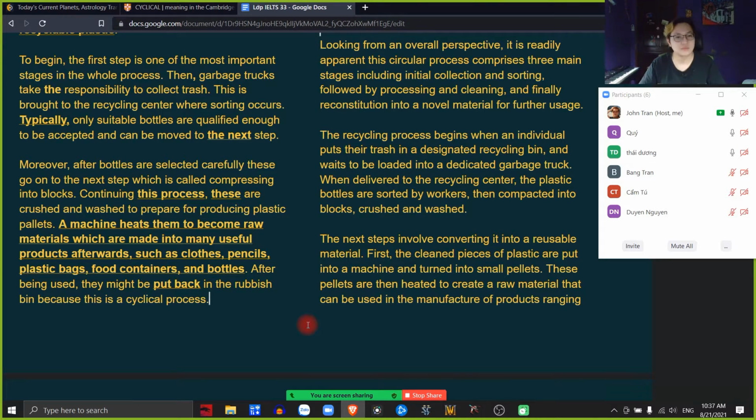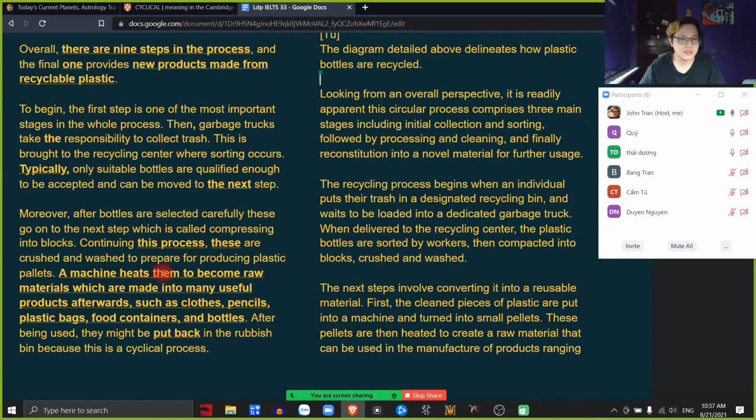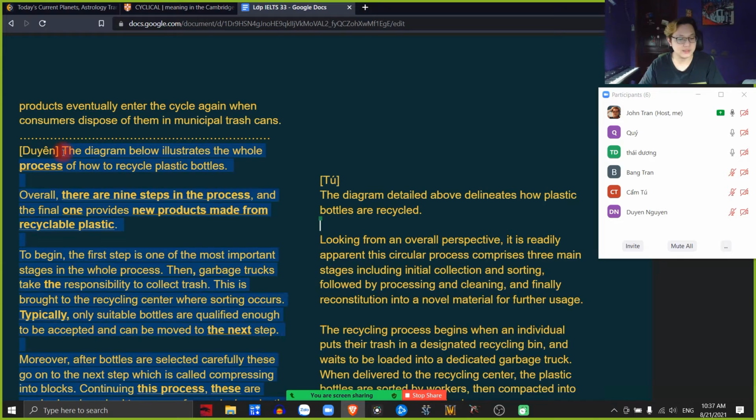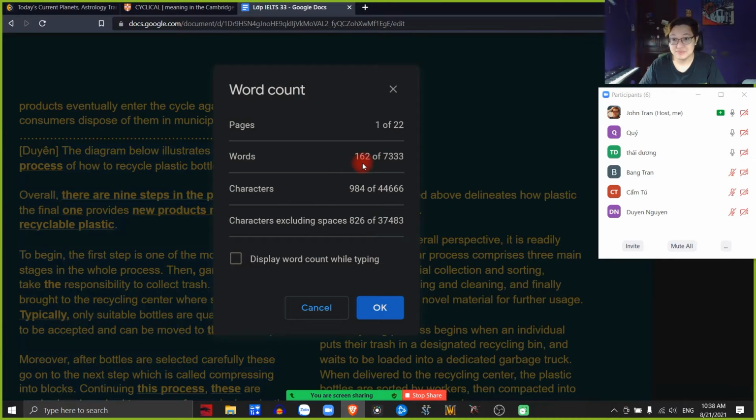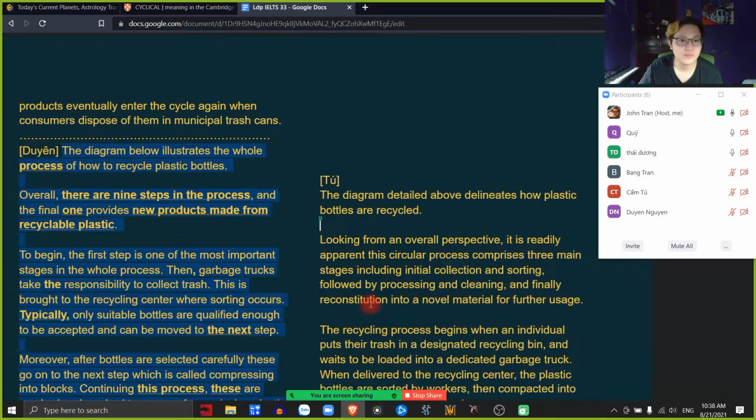Now, so okay, let's see how many words this whole essay is. 162. That's still perfect. Okay. Task 1 là tối thiểu 150. Task 1 is minimum 150, so 162 is great.